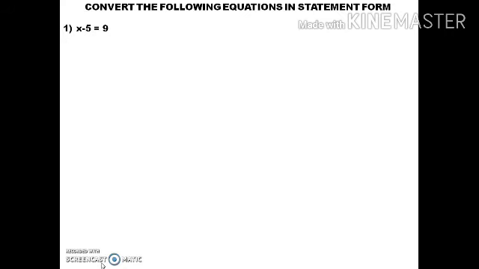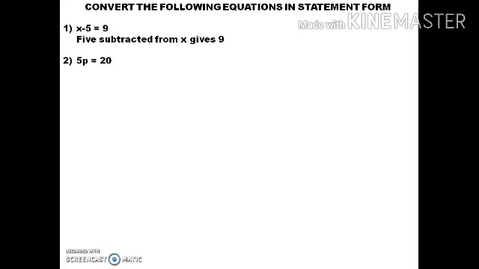Students, which is the operation done here? You can see a subtraction sign here. So the operation done here is subtraction. So the statement starts with subtract. 5 subtracted from x gives 9. Again, 5 subtracted from x gives 9.